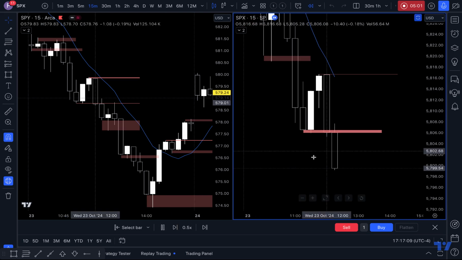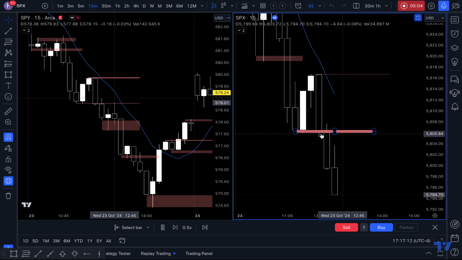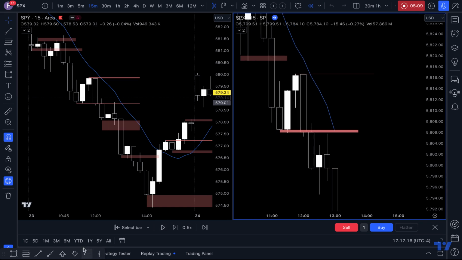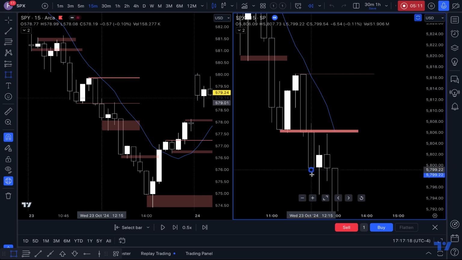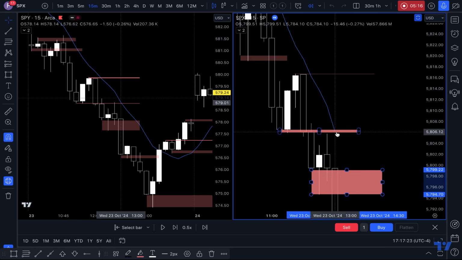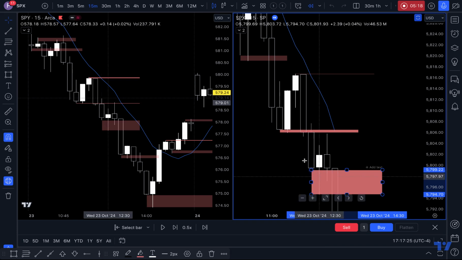It failed the support. That's the new information. Okay, we form another support. Now we know, if you missed out, you could always use this as the entry again if it does reject when it forms a support.